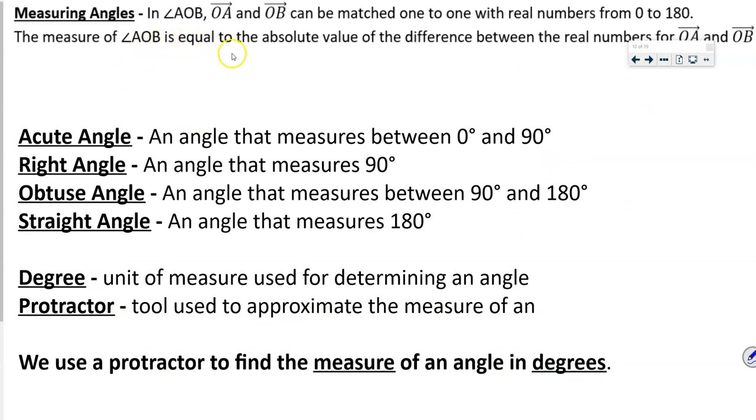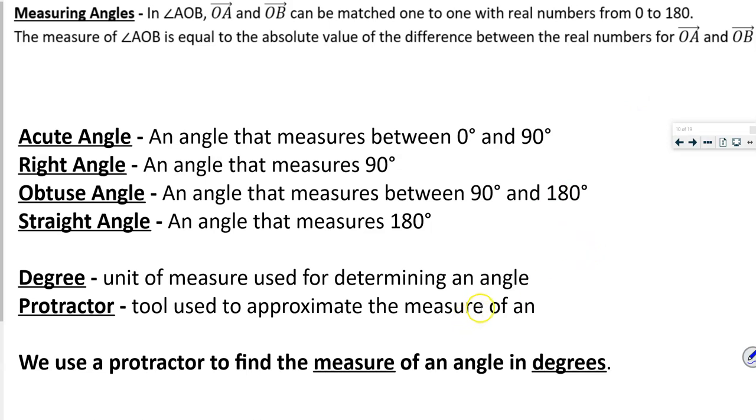So measuring angles. In angle AOB, ray OA and ray OB can be matched 1 to 1 with real numbers from 0 to 180. So basically, when we measure angles, they're going to be from 0 to 180. The measure of angle AOB is equal to the absolute value of the difference between the numbers from ray OA and ray OB, and we're going to talk about that more in just a minute.